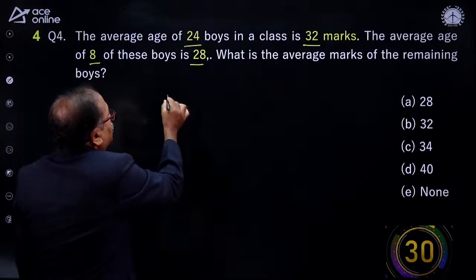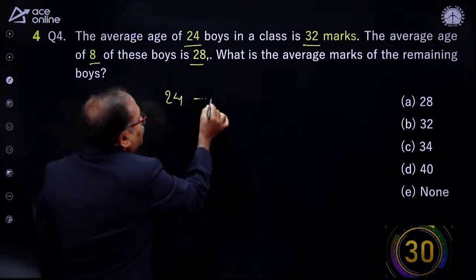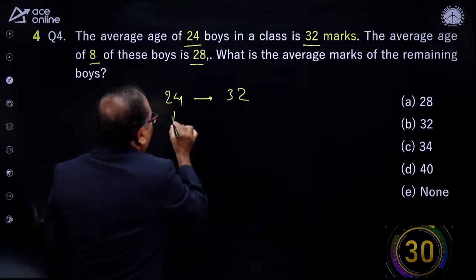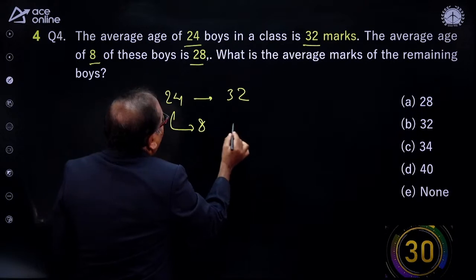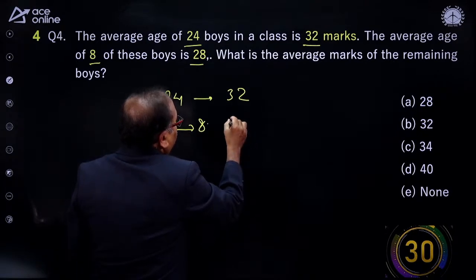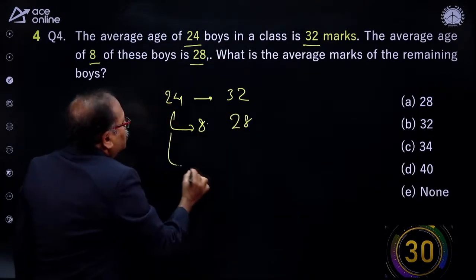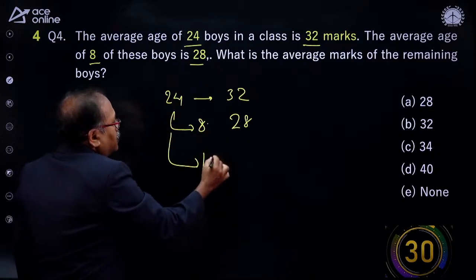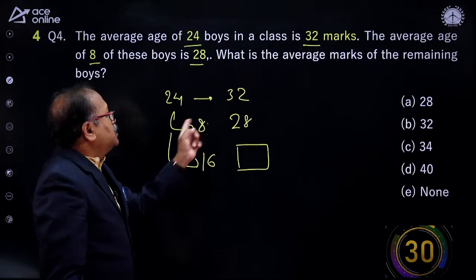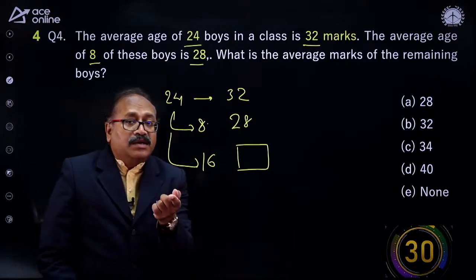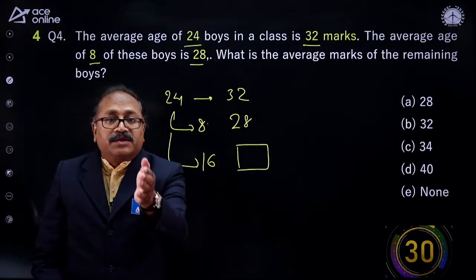So it is said that there are 24 students. Their average is 32. Out of these 24, there are 8 students. Their average is 28. So what will be the average of the remaining number? That is 16 people. Average is how much? So you know that you will multiply this one, subtract this one. But there is an alternate method, and that is the best method to answer the question.